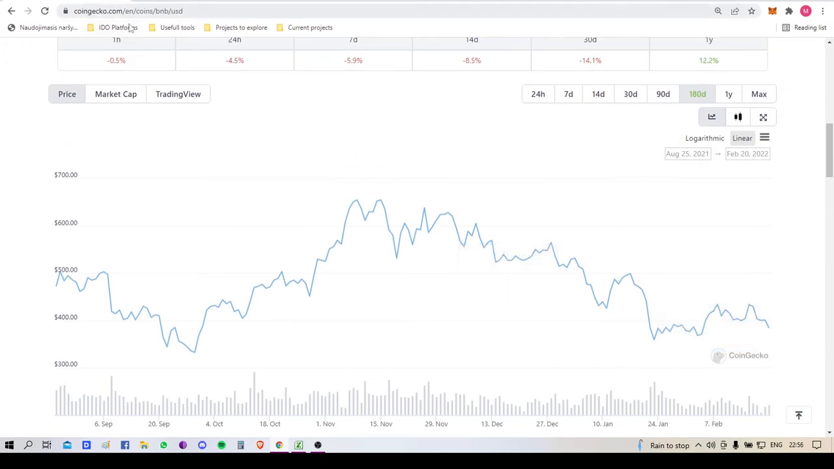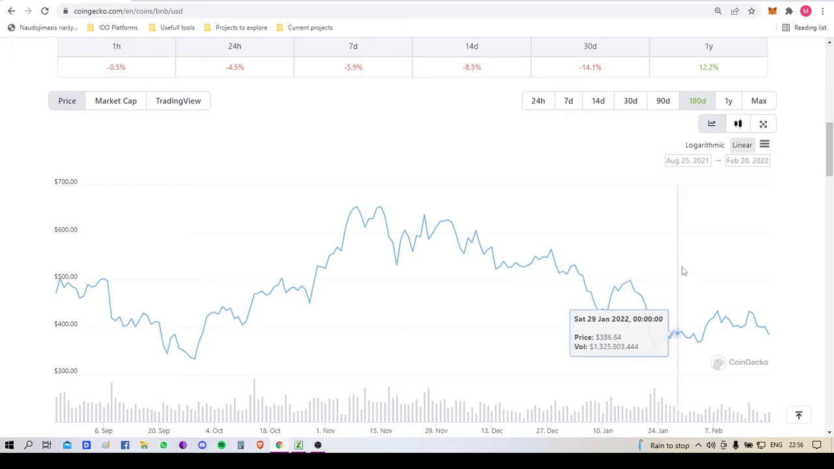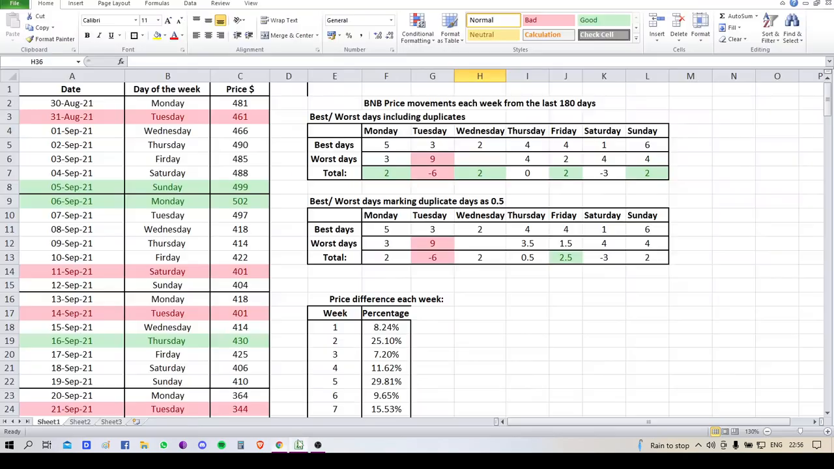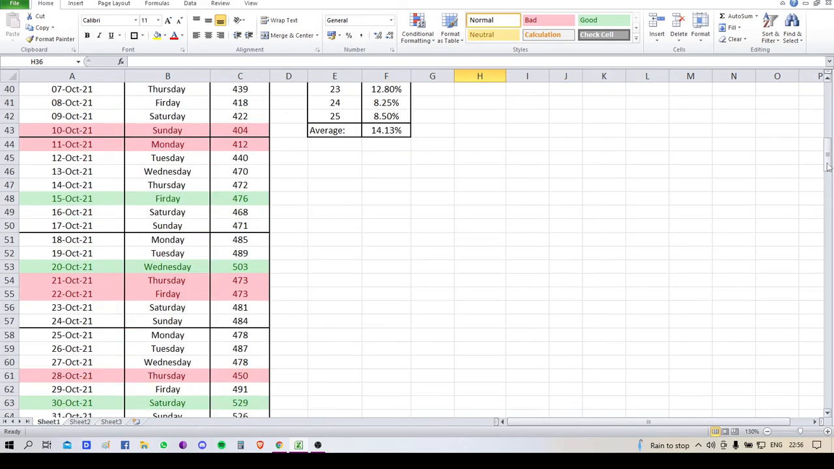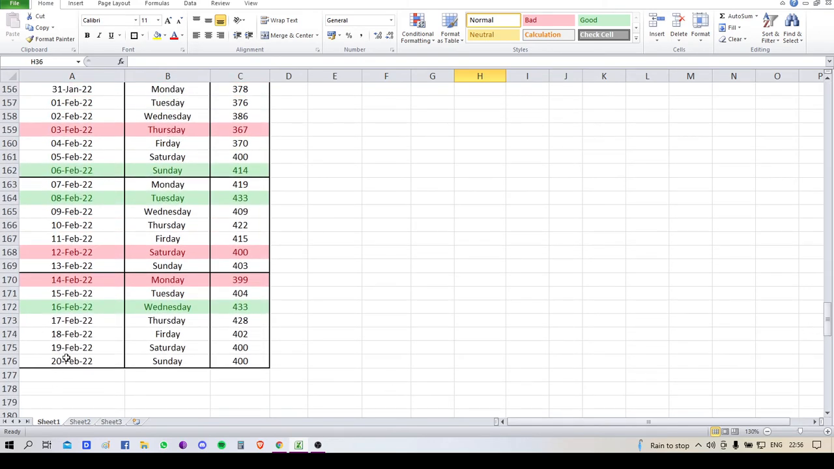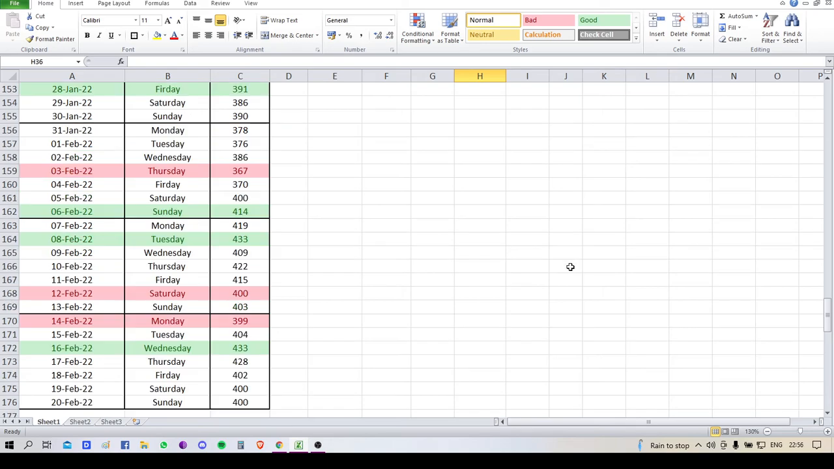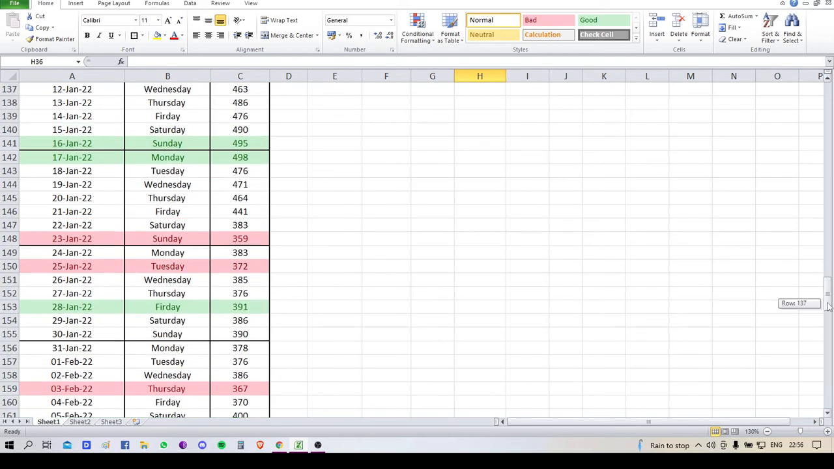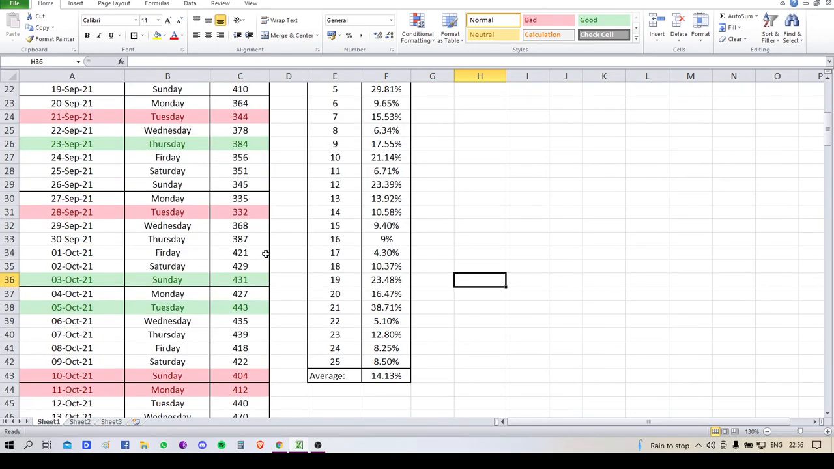So once again, I used Coingecko and collected rounded highest and lowest prices for every single day for the last 180 days, to see what I can find. As you can see on the left, once again, the dates, days of the week, prices, in red the worst days and in green the best days. There are literally 180 days. Everything starts with February 20th or so, a Sunday, and goes from Monday till Sunday, and that's all there is to it.